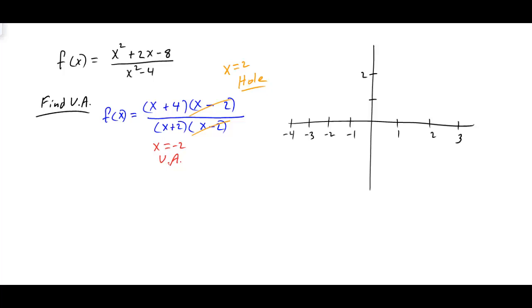So at negative 2 over here, we're going to have a vertical asymptote. And we know that at x equals 2, there's going to be a hole in the graph. And that's roughly going to occur right about here. And I know from putting this graph into the calculator, the graph of this function is going to look something like this here.